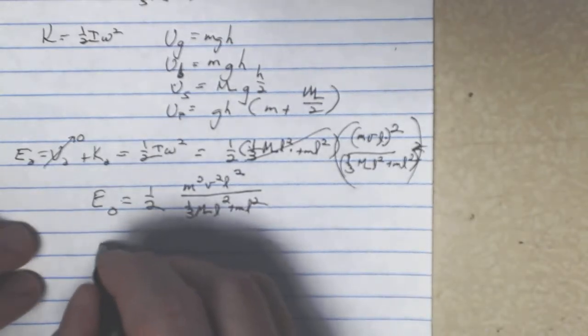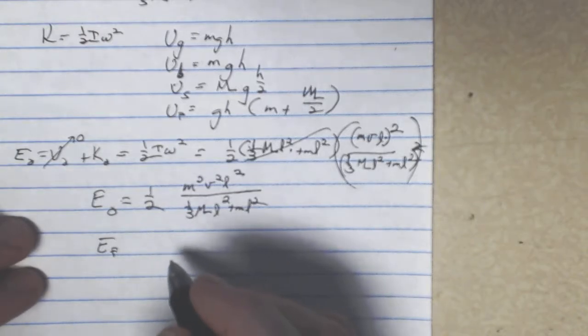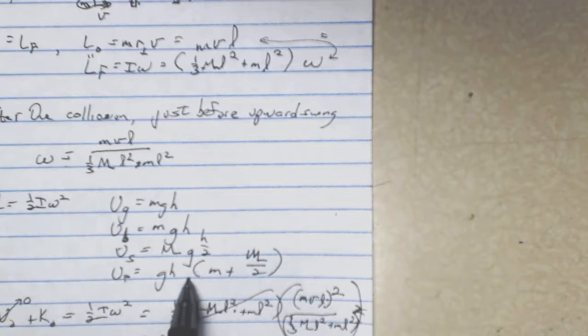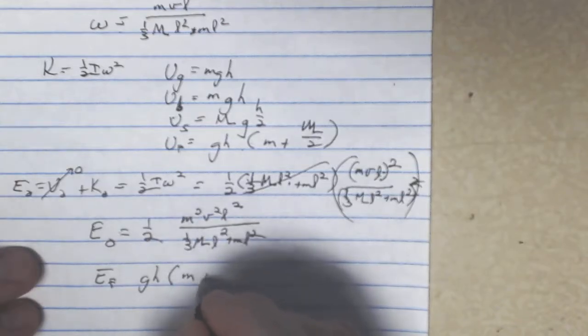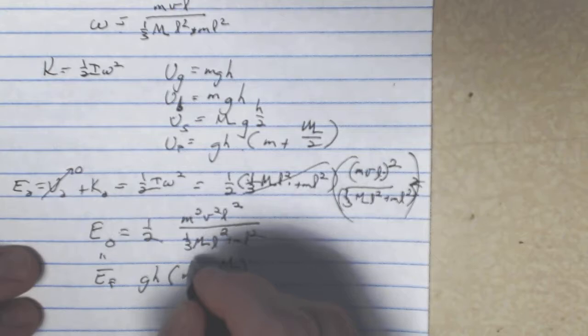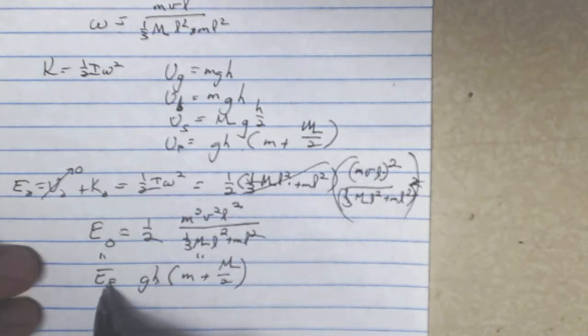We also need the final energy when it's risen as far as it can and comes to a stop. But that's what we worked out up here. It's got no kinetic energy at that point. So the final energy is just this factor gh times little m plus capital M divided by 2. These two have to be equal. Okay, and now we just have to solve for h. So we're just going to take this and divide both sides of the equation by g and this expression.